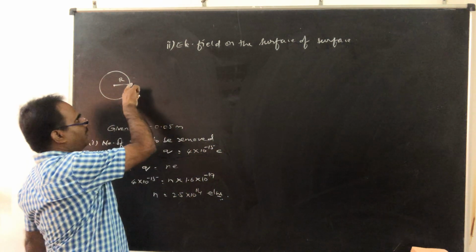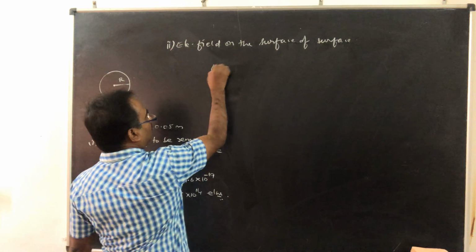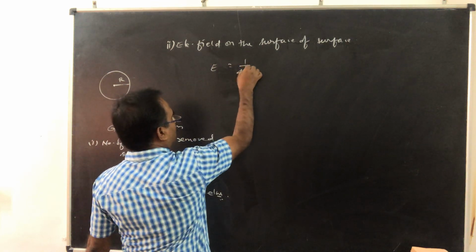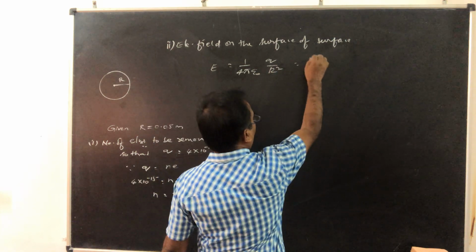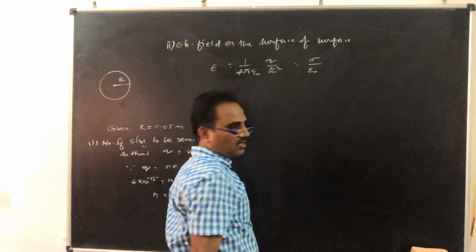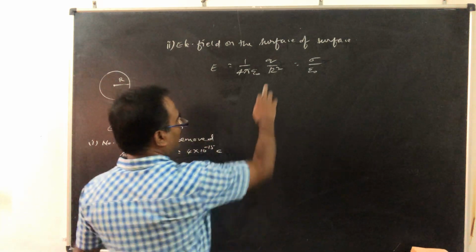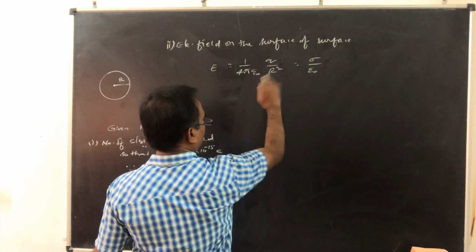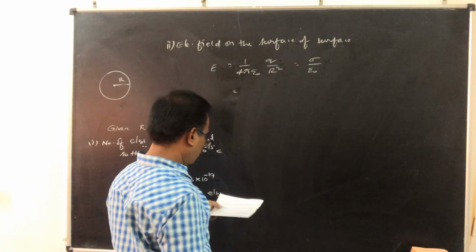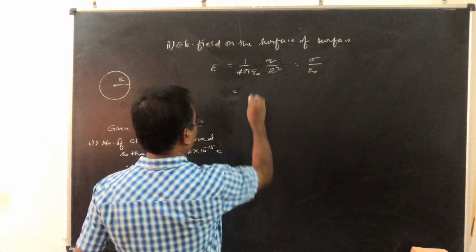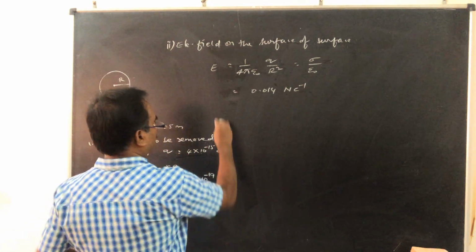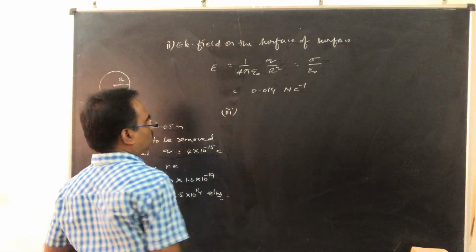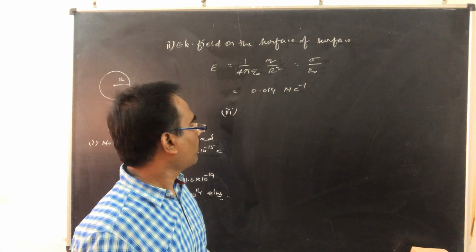Here you are asked to find this electric field. So it is 1 by 4 pi epsilon naught Q by r square, or otherwise sigma divided by epsilon naught. So Q is known, r is known. You do this substitution and calculation, and it comes to be 0.014 Newton per coulomb. So this is the second part of the problem.